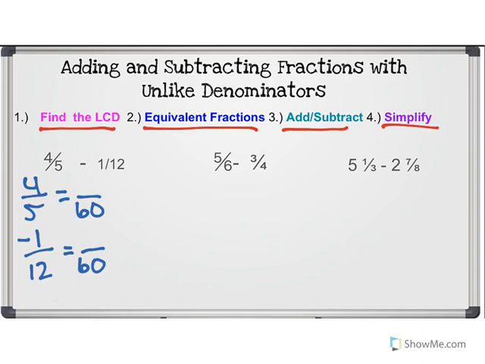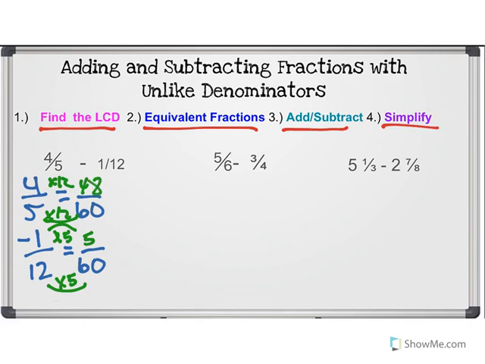And then what we're going to do is write our equivalent fraction. So we need to think, what number times 12? Well, we just did that. 12 times 5 is 60. So we're just multiplying our numerator times 5. And 5 times 12 is 60. So 4 times 12 is 48.